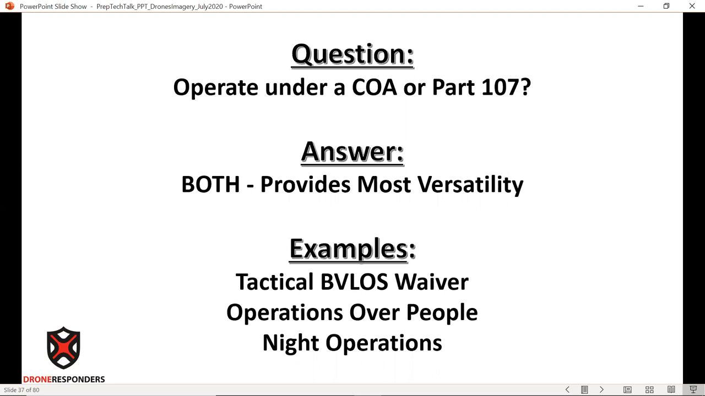And the examples of why it adds the most versatility is that under a COA, you can now have what's called the new tactical beyond visual line of sight waiver that allows us in very dangerous situations to fly beyond the visual line of sight of a remote pilot. It automatically gives us the operations over people, and it also provides night operations. Part 107 also gives us flexibility of flying without a visual observer. Next slide.